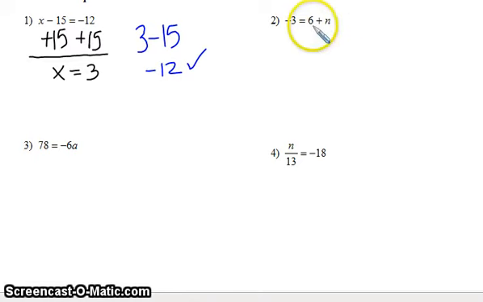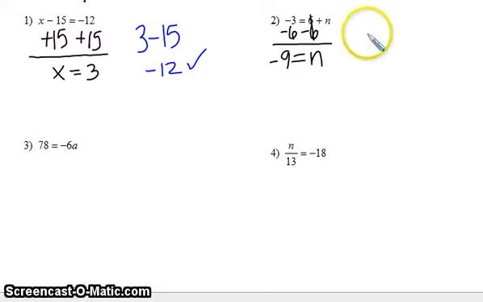On number 2, when I look at this, I'm adding 6 to my n. So I want to do the opposite. I'm going to subtract my 6 to undo that. Make sure you do it to both sides so that it stays balanced. Negative 3 minus 6 is negative 9. Bring down your equal sign. I'm left with the n.